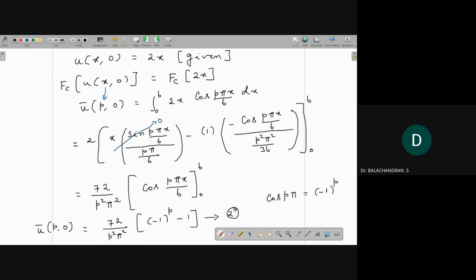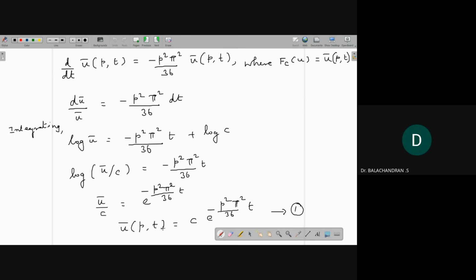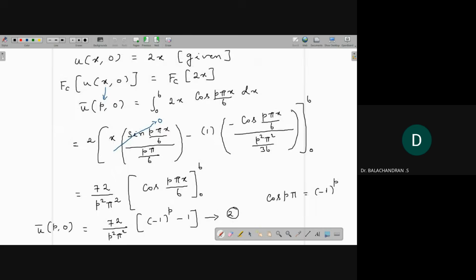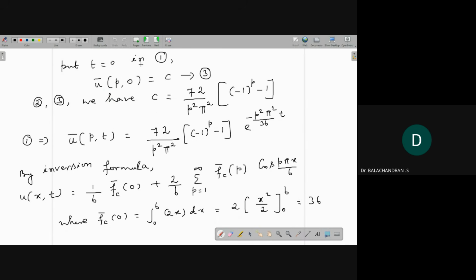Now, after getting equation 1 and 2, I am going to substitute in equation 1 t equal to 0. If I put t equal to 0, what will we get? U bar of p comma 0 is equal to, t equal to 0 means e power 0 is 1, you'll get C. So if I put t equal to 0 in equation 1, U bar of p comma 0 is equal to C. This is equation 3.